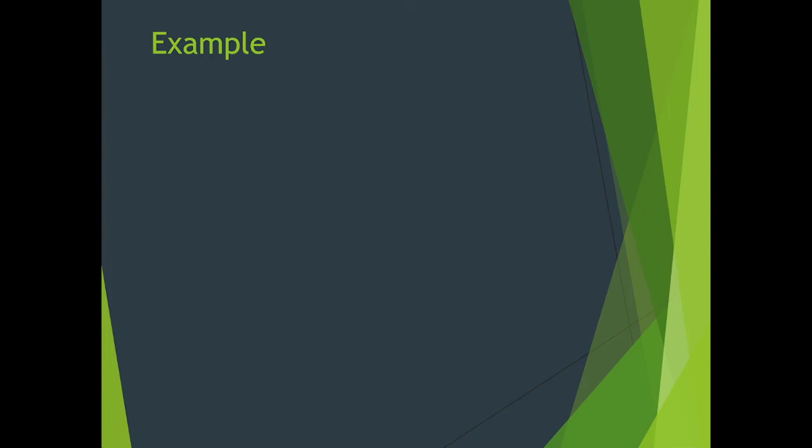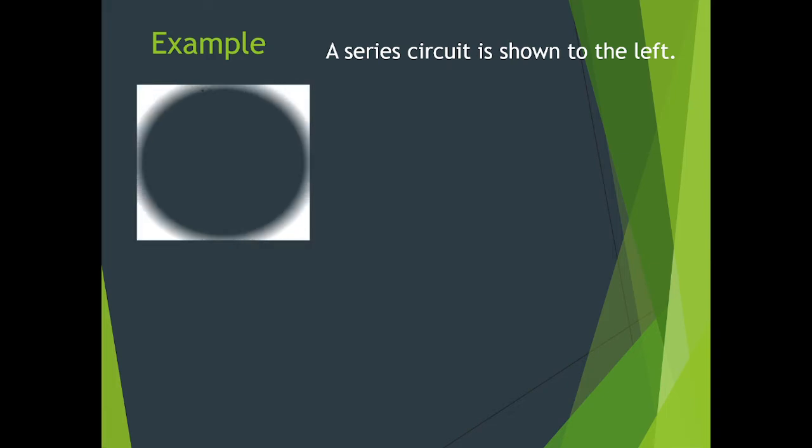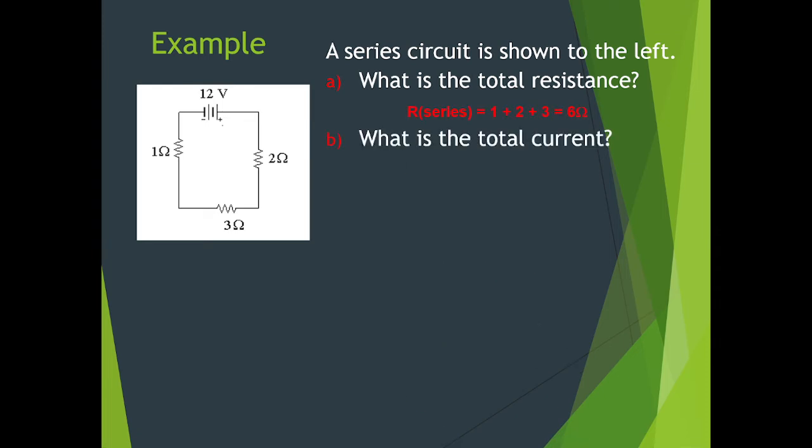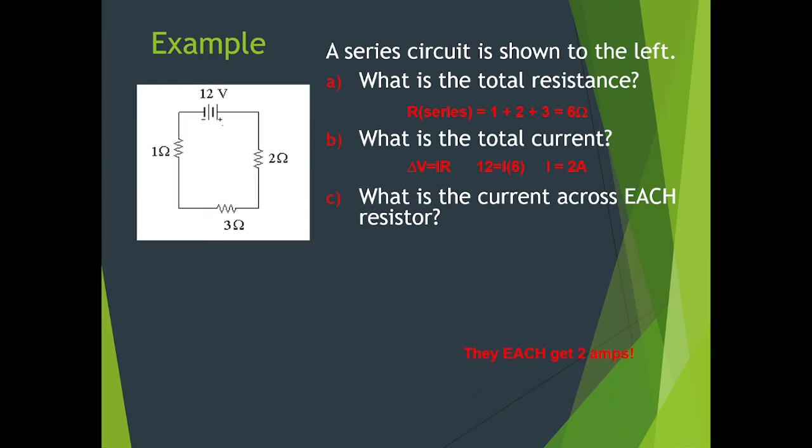See the sample below. A series circuit is shown to the left. We add the individual value of each resistor and we will get 6 ohms. What is the total current flowing in the circuit? We apply the formula I is equal to V divided by R, and we will get 2 amperes. Since we know that in a series circuit, the current is constant through all the resistors.